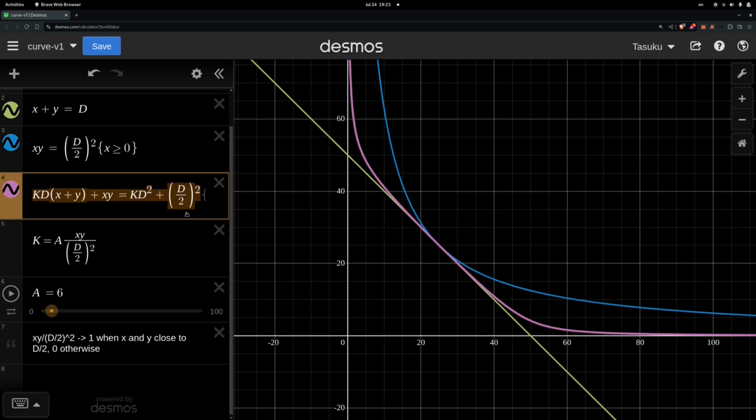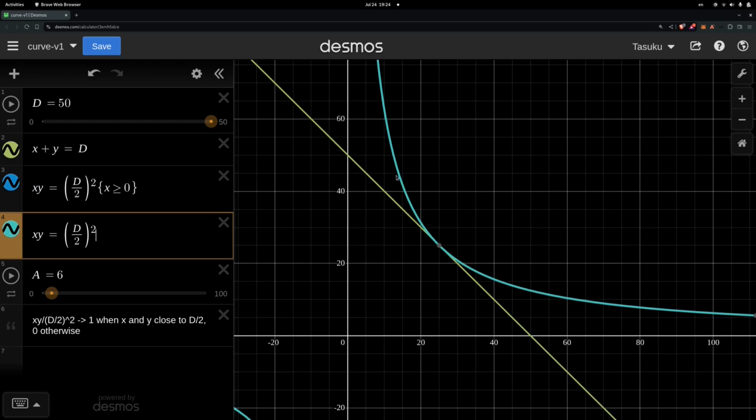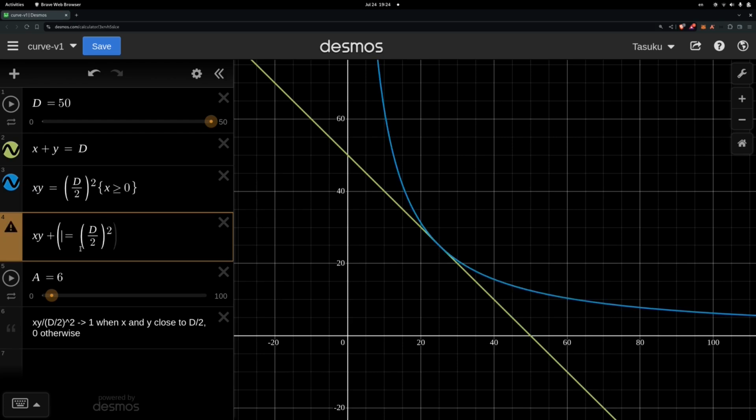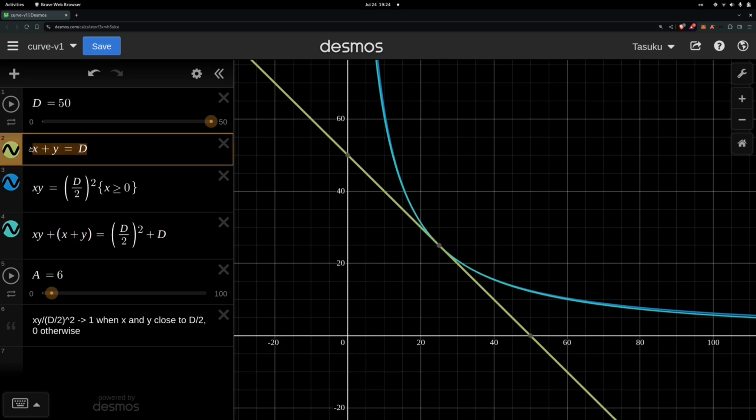Let's break this down and see how to actually recreate this curve. Our goal is to create a curve that sits in between the constant product and the constant sum. So let's start by combining the two. First I'll copy this constant product curve, and then to this, let's add the constant sum curve. On the left side of the equation, I'll add x plus y, and on the right side, I'll add d. This x plus y equals d is the constant sum curve.